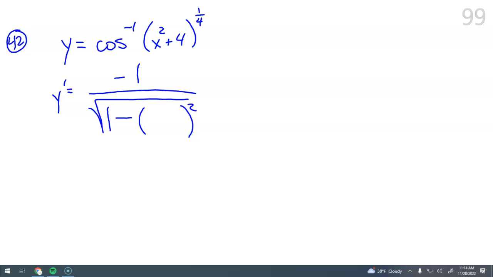And then what do I do with the little guy? Keep it and just put it in this spot. So right here is going to go x squared plus 4 to the 1/4.